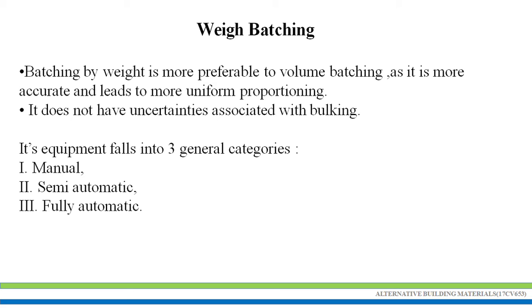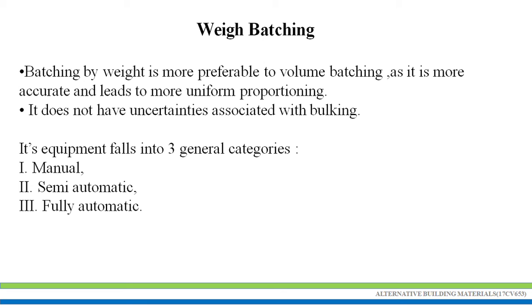Weight batching means batching done by weight, which is more preferable compared to volume batching, and it is more accurate than volume batching. It does not have the uncertainty associated with bulking. So this is called volume batching and weight batching.